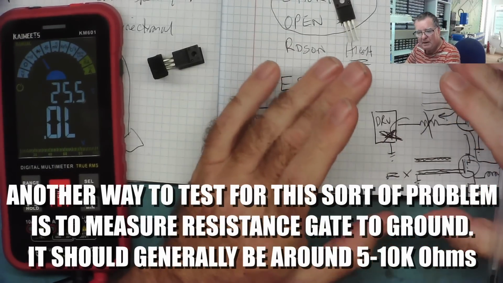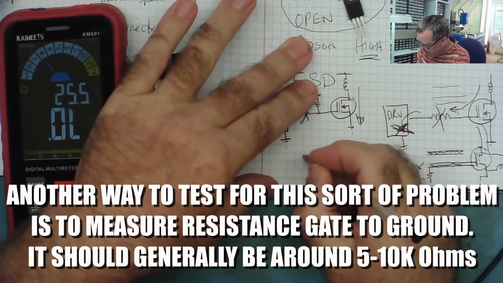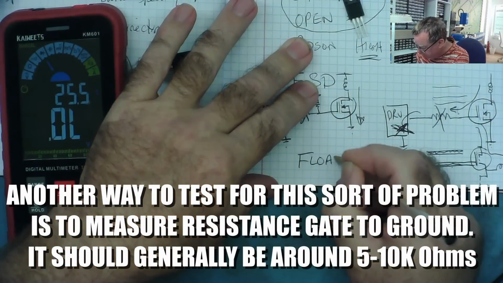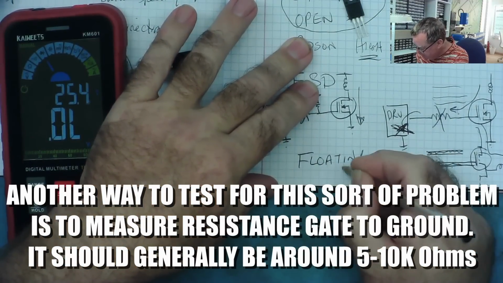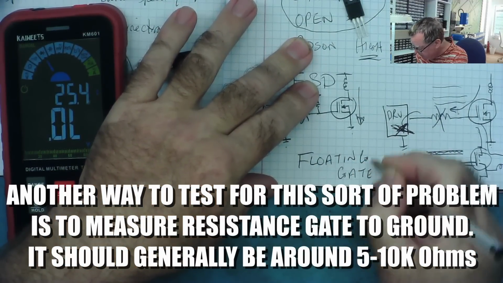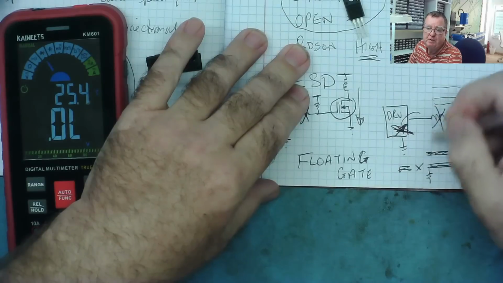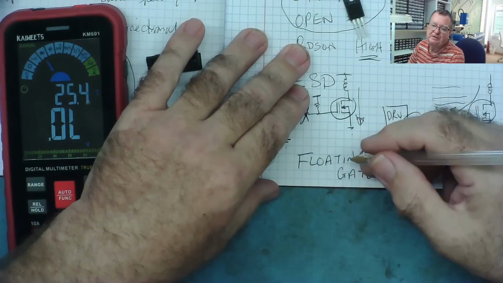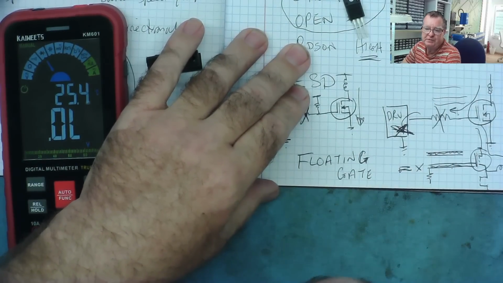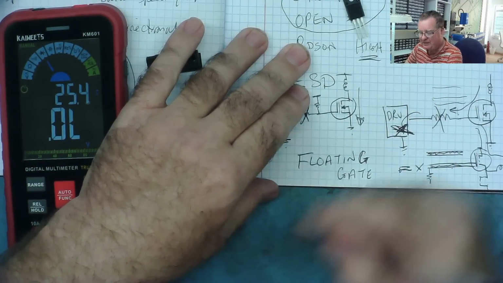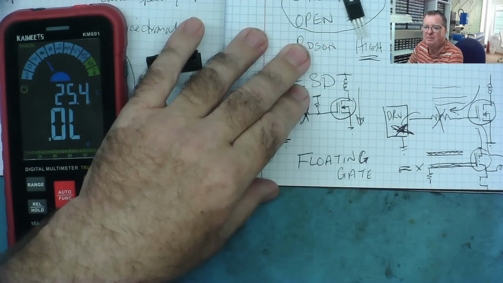So that's a very important point with MOSFETs. And this problem is called floating gate. And for the same reason, never remove the driver or disconnect the driving circuit and switch the device on. You're asking for trouble, as I've just described.